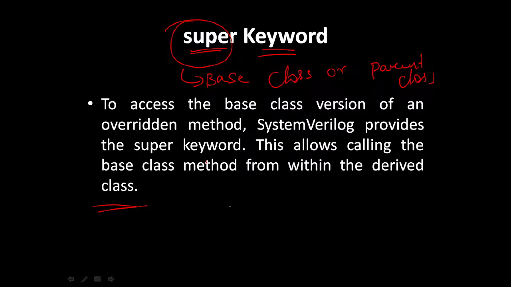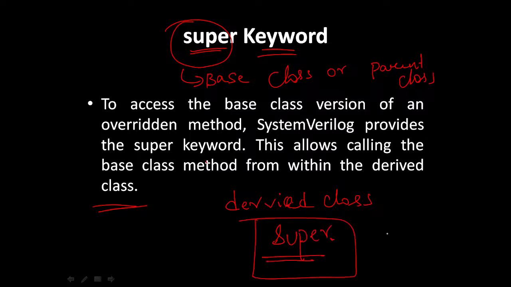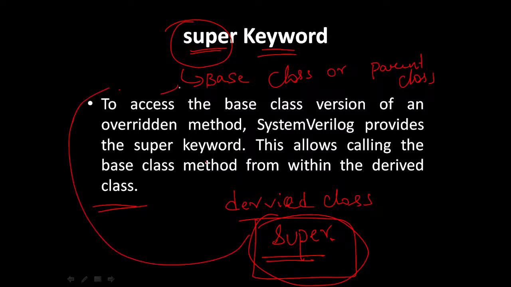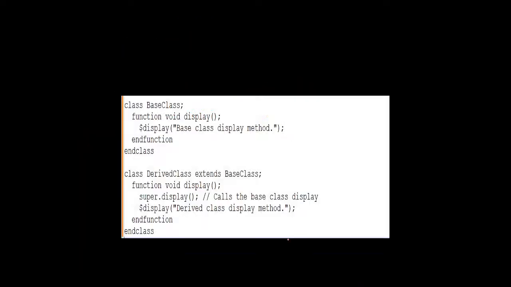If a derived class consists of the keyword super dot something, then it is referring to the base class or parent class. That is what super refers to. Now we'll see an example.